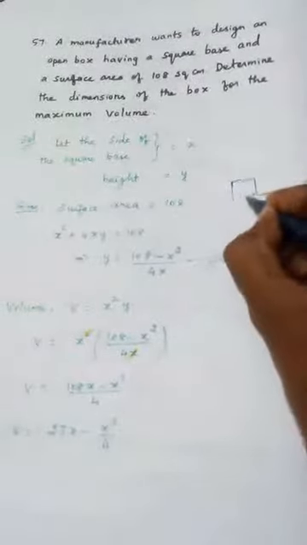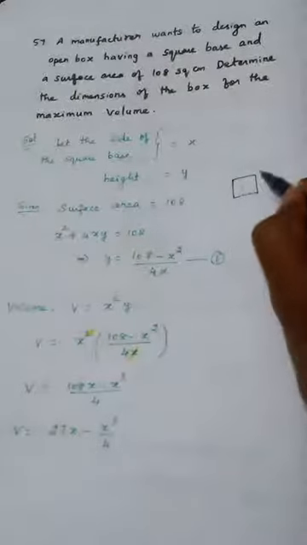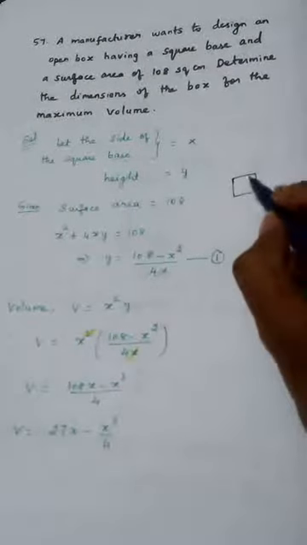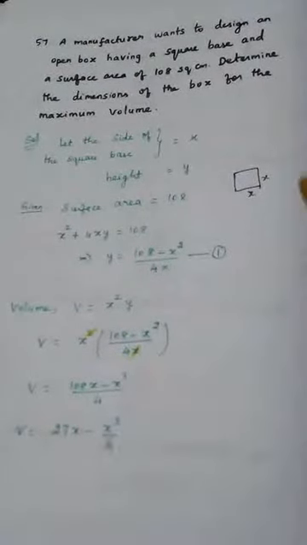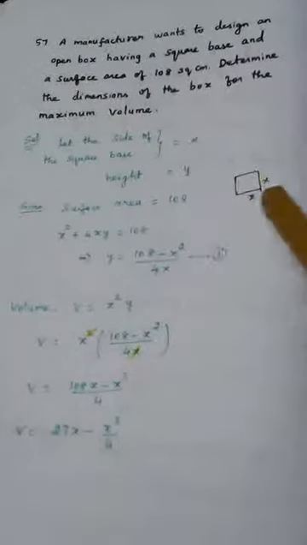Okay, now let the side of the square base. A manufacturer wants to design an open box having a square base. For example, suppose this is the base. The base is a square, right? So I am going to take the side of the square base as x. So all the sides will be equal to x only. So this is the base of the box. If this is x, this is also x.